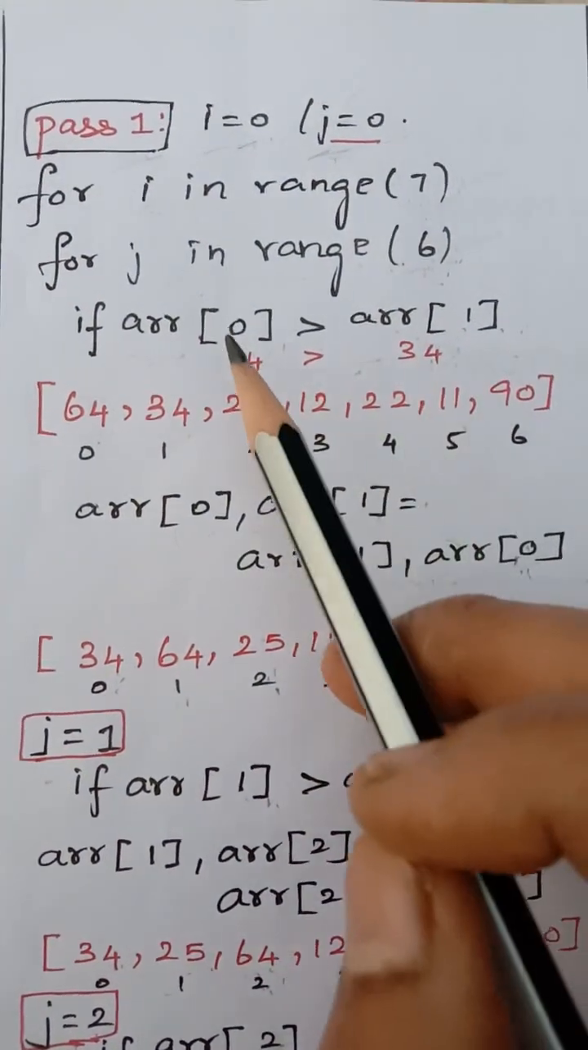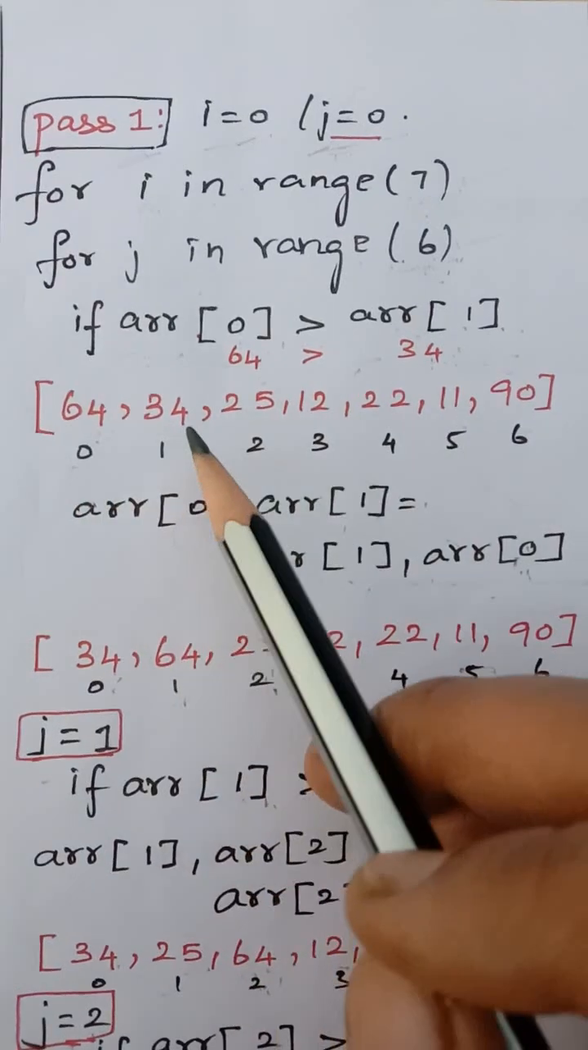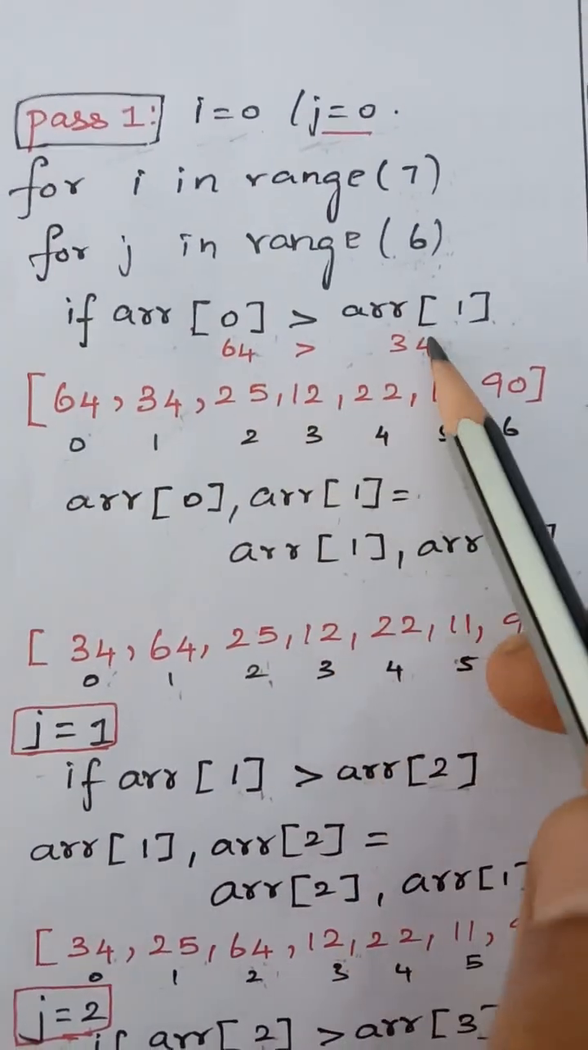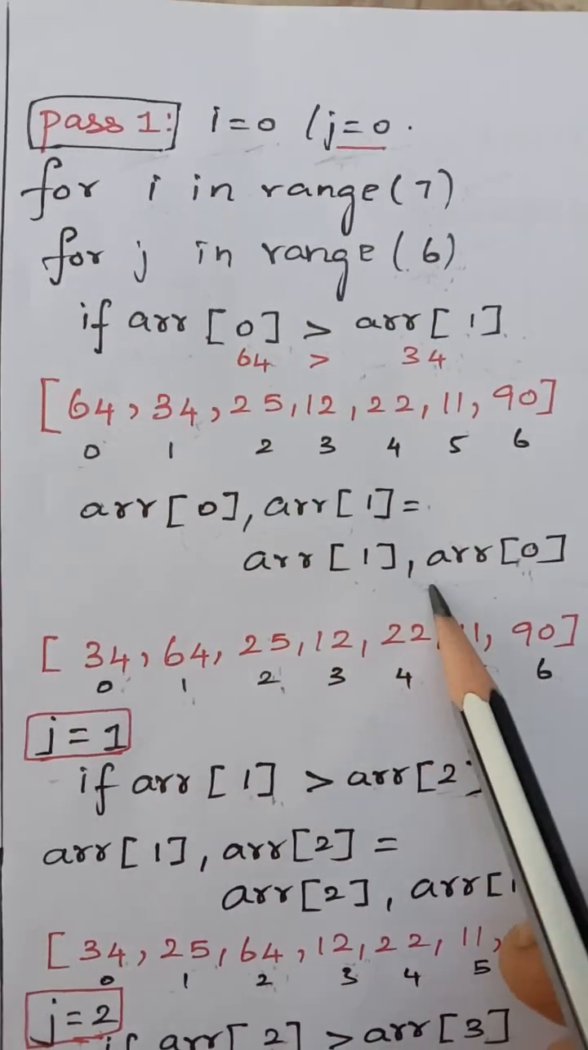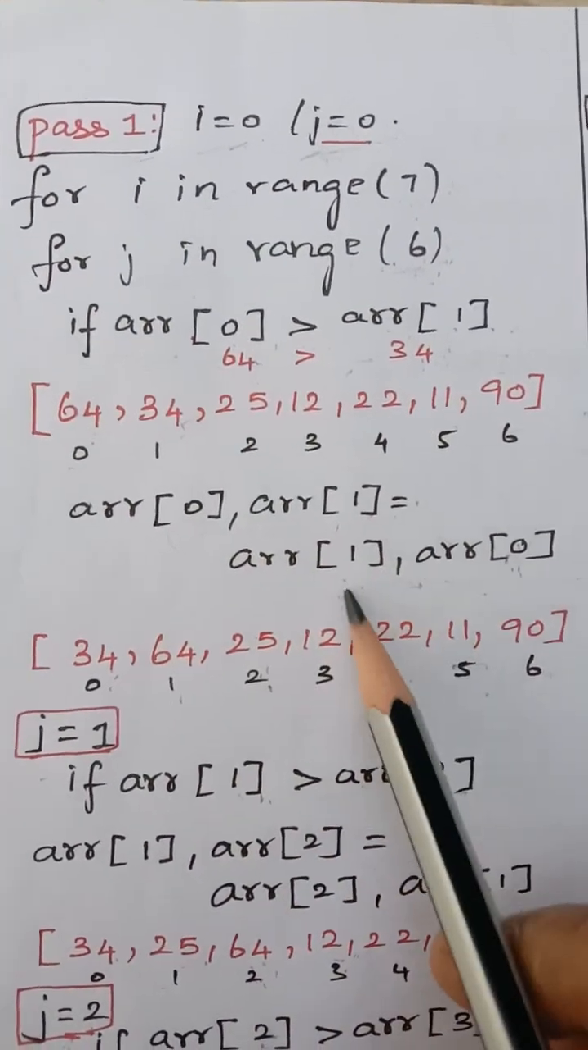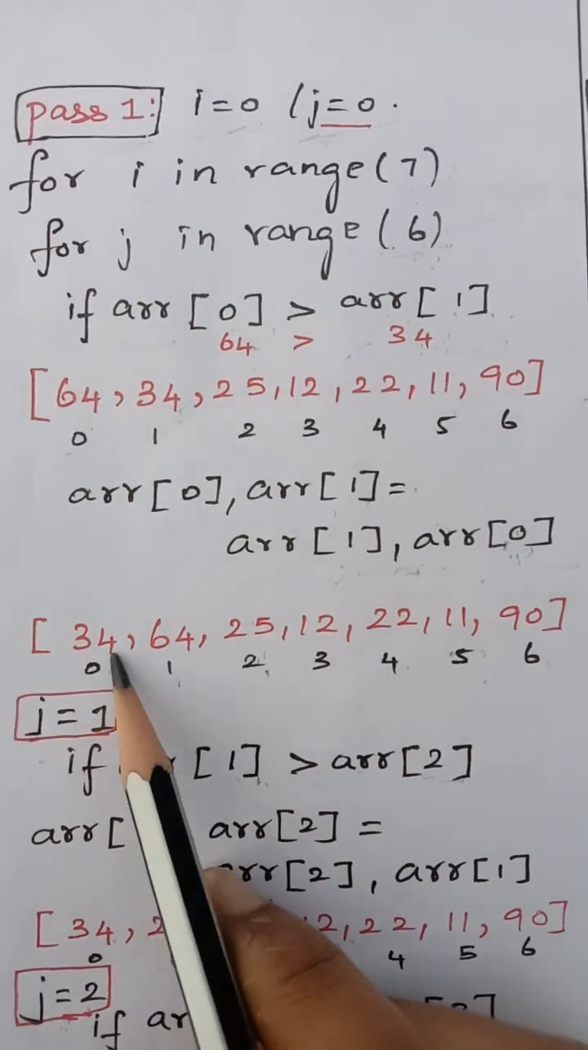What do we have in the 0th index? 64, and in index 1, 34. So 64 is greater than 34, right? So swapping occurs in this line of code. arr[0], arr[1] equals arr[1], arr[0]. So now it is 34, 64.